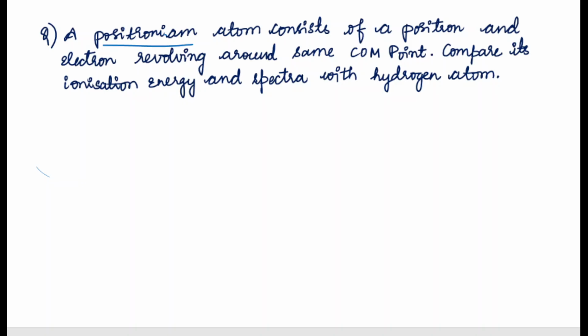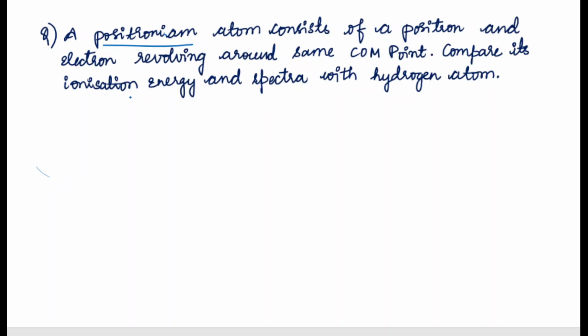In today's video, I'm going to continue solving previous year question papers on the topic Bohr model of hydrogen atom. Yes, let us start with the first question. The first question we have here: a positronium atom consists of a positron and an electron revolving around the same center of mass point. Compare its ionization energy and spectra with hydrogen atom.